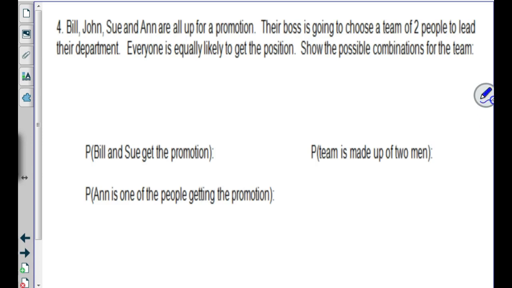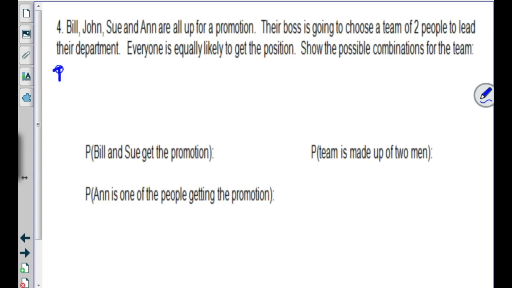This question is kind of amusing, and you'll see why in a minute when we start listing the possibilities. Every year I think I'm going to change the names, and I don't. It says Bill, John, Sue, and Ann are all up for promotion. Their boss is going to choose a team of 2 people to lead their department. Everyone is equally likely to get the position. Show the possible combinations for the team.